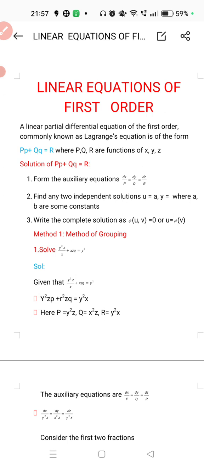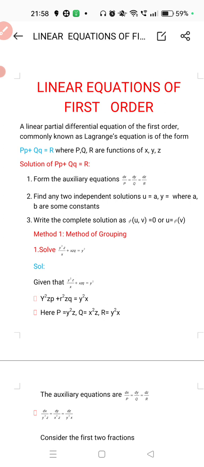So, in this slide, I am going to discuss a linear partial differential equation. How does it look? It looks like Pp plus Qq is equal to R. Here P, Q and R are functions of x, y, z.